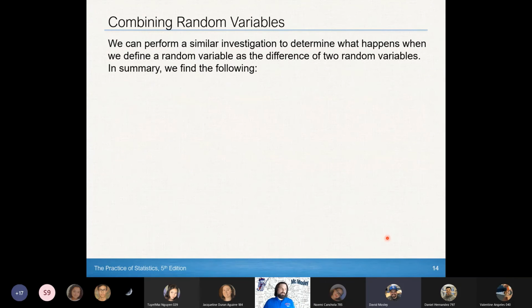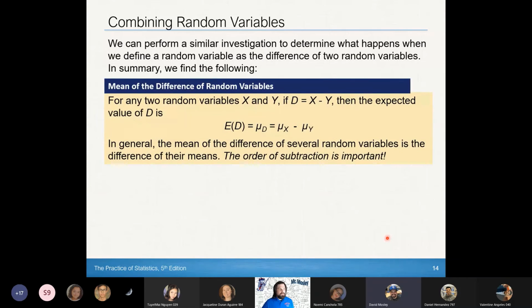So we can do a similar type of example if we wanted to determine what happens when we define a random variable as the difference of two random variables. However, to save some time, we have the following summary. The mean of the difference of random variables is somewhat what we would expect it to be. For any two random variables x and y, if d equals x minus y, then the expected value of d is the mean of x minus the mean of y. So we just subtract the means in the order they were defined. In general, the mean of the difference of several random variables is the difference of their means. The order of subtraction is important.